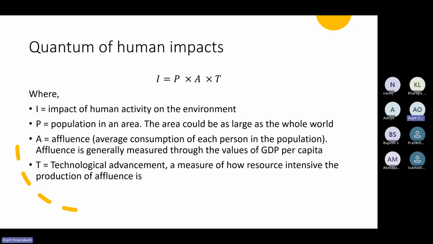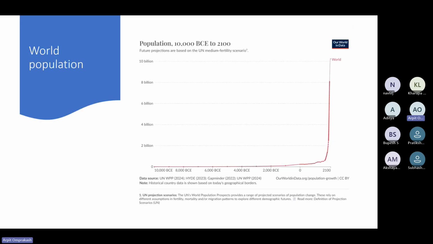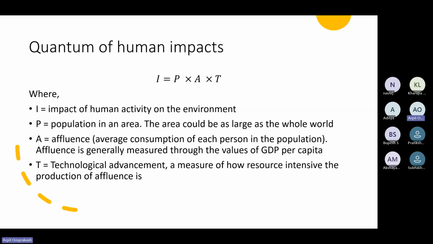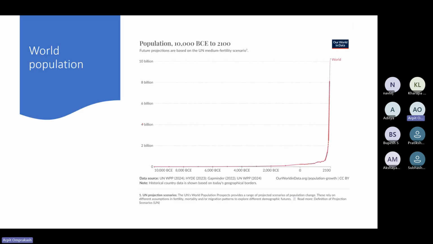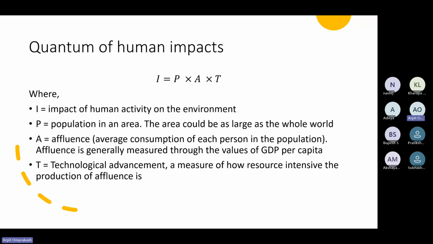Then the T stands for technological advancement. It's basically a measure of how resource intensive the production of affluence is. So how much resource do we need to produce this much of the resources that we are using? So we look at these three things separately: population, affluence, and technological advancement.